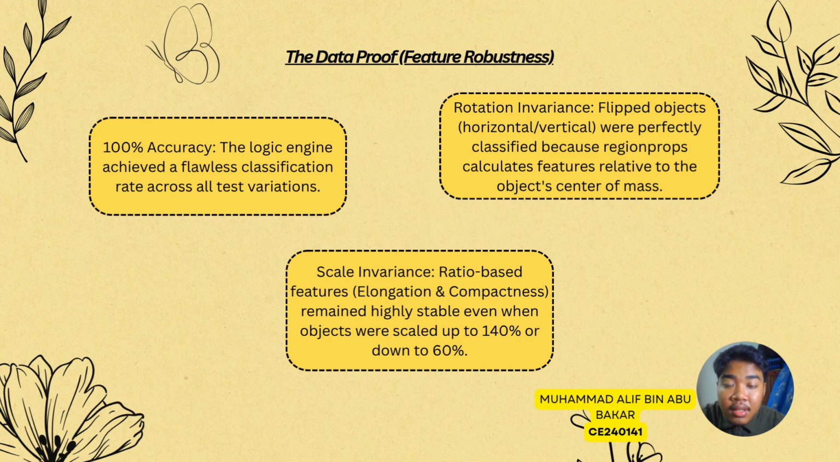And last but not least, for the scale invariance, ratio-based features, elongation and compactness, remain highly stable even when objects were scaled up to 140% or down to 60%. For the next slide, we go to the demonstration.